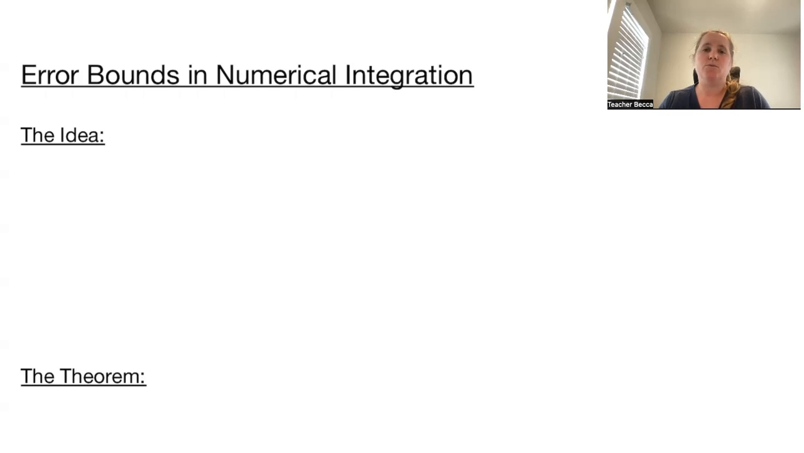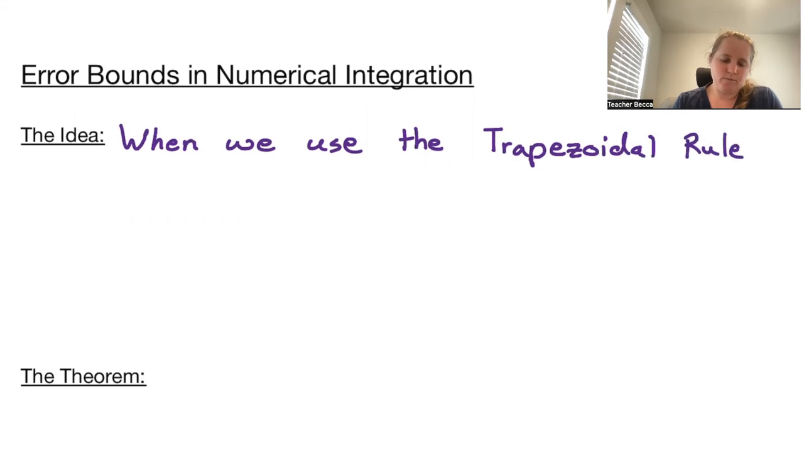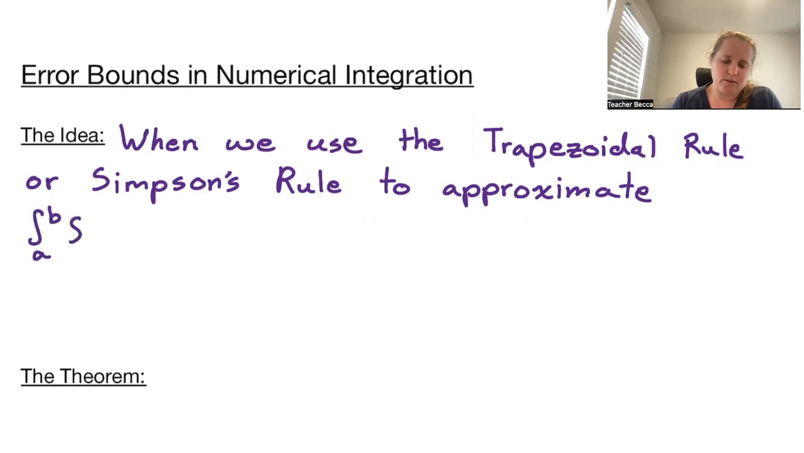Welcome to error bounds in numerical integration. So the idea here is, when we use the trapezoidal rule or Simpson's rule to approximate a definite integral from a to b of f of x dx, we expect to get an approximation, not the exact value.